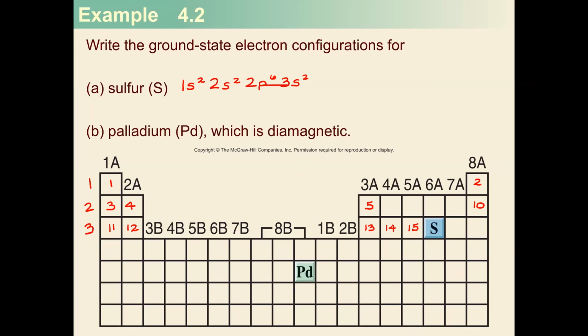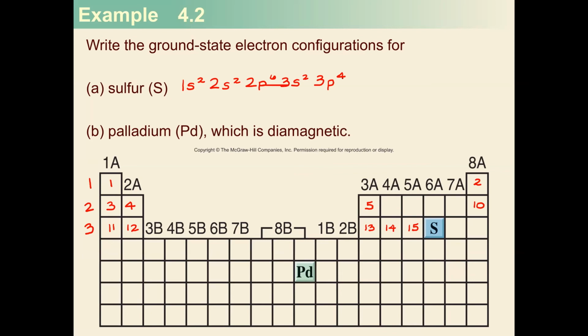So I only need 4 more electrons. This is done in my 3p subshell. And because I need 4, I will just put the 4. And this is the correct ground state electron configuration for sulfur. Now let us look at palladium, which you now see labeled on my periodic table.